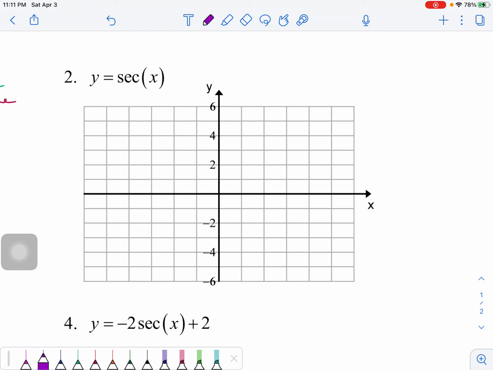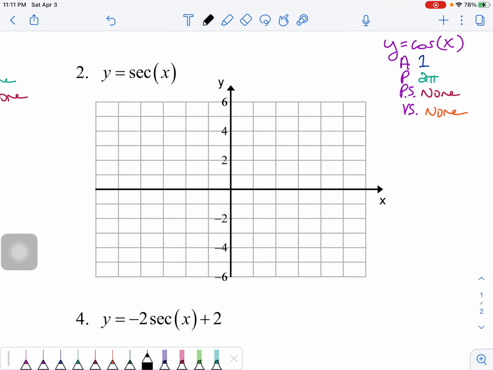So secant is the reciprocal of cosine. If I do my normal amplitude, period, phase shift, and vertical shift, and yes, I almost always answer these things because it helps me graph stuff. Amplitude's 1 for cosine. Period is 2 pi. Phase shift in this case is none, and vertical shift is none as well. So how does that help me with secant? Well, the amplitude would be NA. It's not applicable to talk about amplitude for secant.